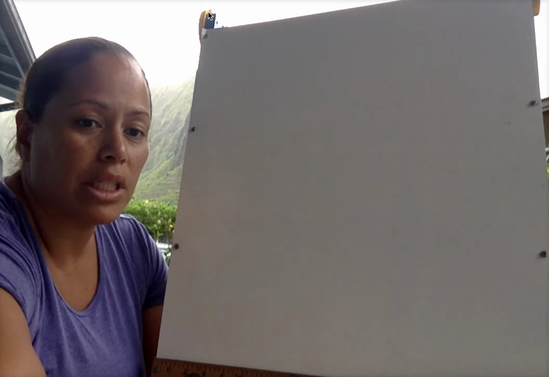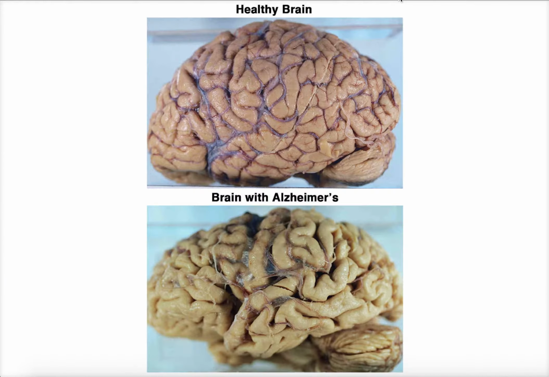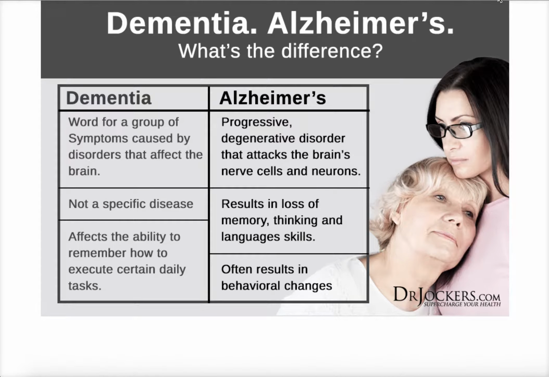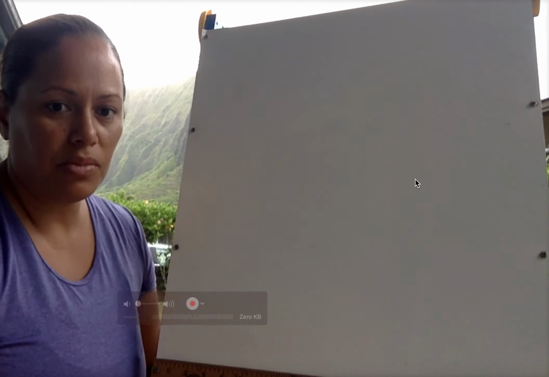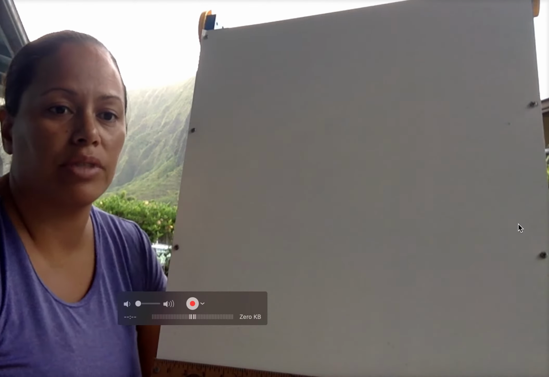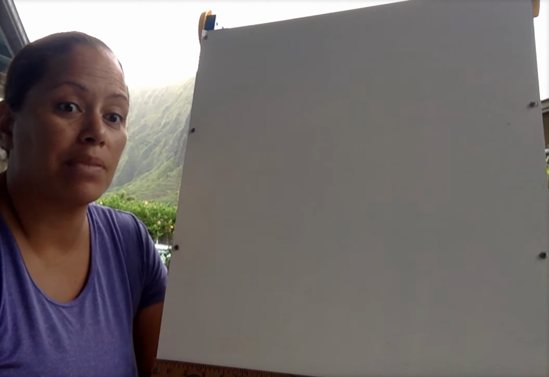So Alzheimer's is, by definition, let's go over something simple. It is a progressive degenerative disorder that attacks the brain's nervous cells and neurons. So let's come back to function. Even if I covered this in another video that you might have watched, we're just going to simplify it. And these are some of the things that I expect you guys to know.